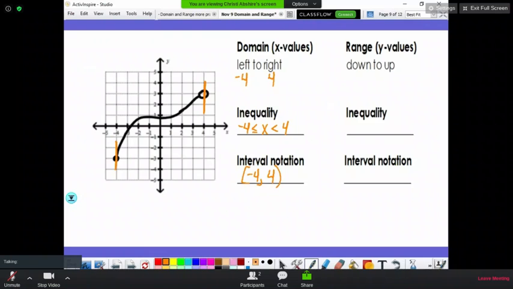For range, I'm going down to up or bottom to top. The lowest that this goes is -3. And the highest that it goes is +3. I will still put Y in between two inequality symbols. -3 will have an equal sign because there is a solid dot down at -3, but +3 will not have an equal sign because there is an open circle at the top. Interval notation will put a bracket on -3 and a parentheses on +3.